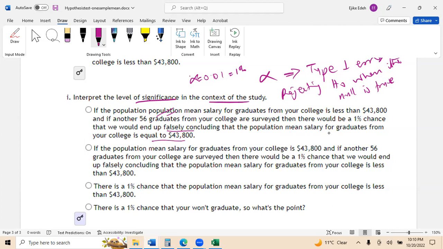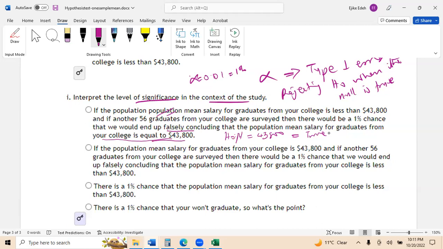It's not the type 1 error. So look at it this way. Type 1 error is rejecting the null hypothesis when it is true. This question says falsely concluding that the average salary is equal to that, so this is actually stating the null hypothesis, that the average salary is equal to 43,800. So this is saying falsely concluding that the null is true. That is what this option is saying, that there is a 1% chance that we falsely conclude the null is true, right?